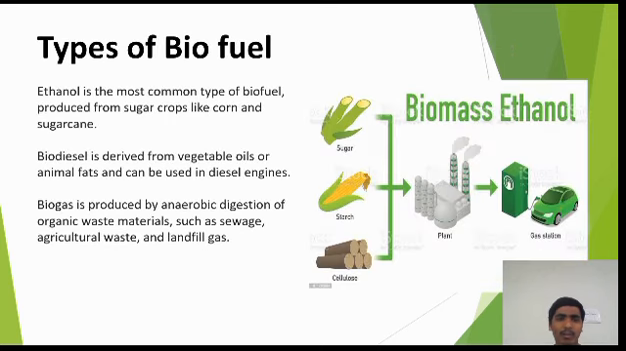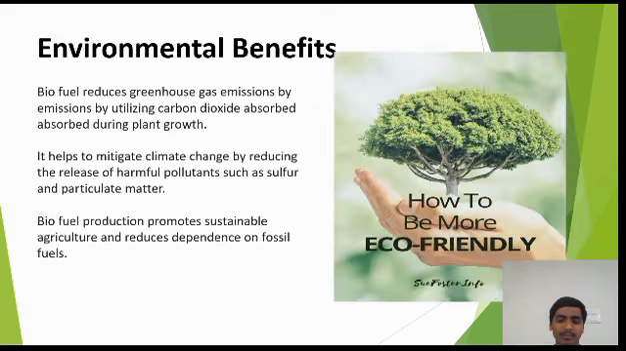Types of biofuel. Ethanol is the most common type of biofuel, produced from sugar crops like corn and sugarcane. Biodiesel is derived from vegetable oils or animal fats and can be used in diesel engines. Biogas is produced by anaerobic digestion of organic waste material such as sewage, agriculture waste and landfill gas.